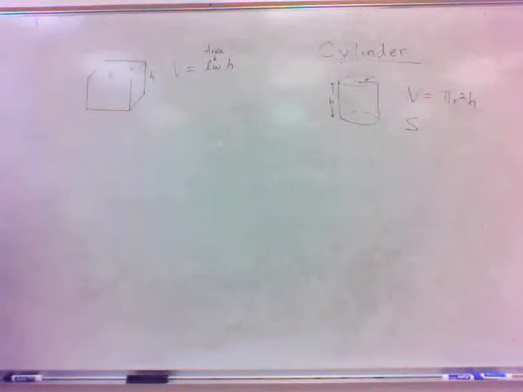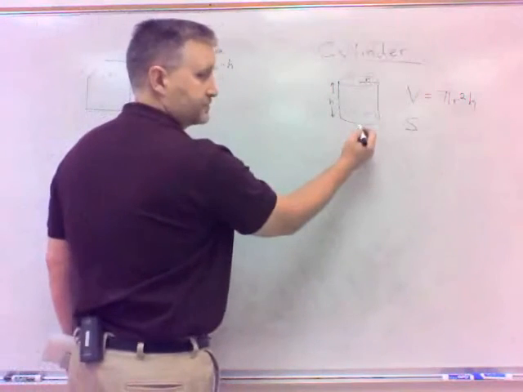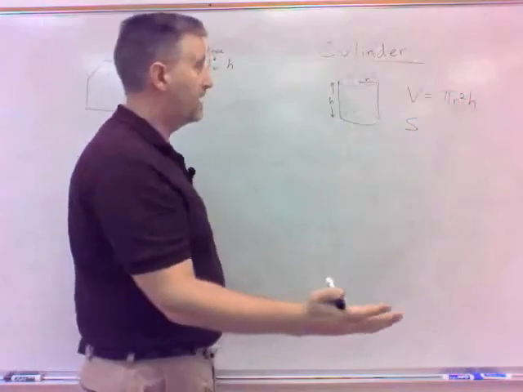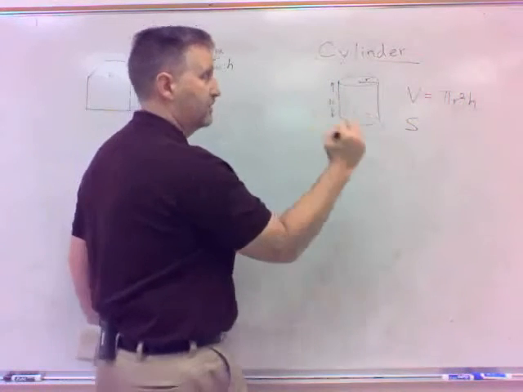Let's talk surface area for the cylinder. Well, two of the surfaces are easy enough. The top and the bottom are circles. Area of a circle, pi r squared. So I've got a pi r squared here. Then on the bottom I got a pi r squared. I've got 2 pi r squareds, don't I?